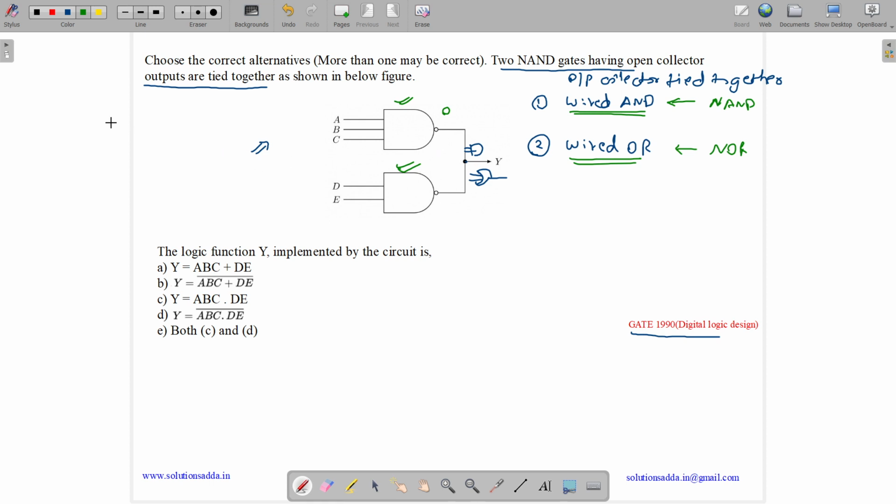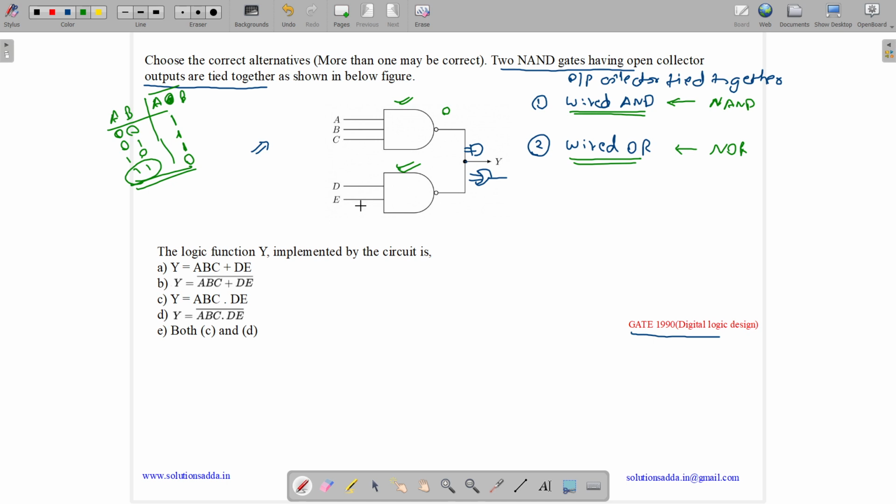Because what is the truth table for NAND? Let us see for two inputs. A and B, whole complement, NAND. So 0 0, 0 1, 1 0, 1 1. For 0 0 it's 1, for 0 1 it's 1, for 1 0 it's 1, and for 1 1 it's 0. So we can easily see that the output of a NAND gate is low whenever all the inputs are high.